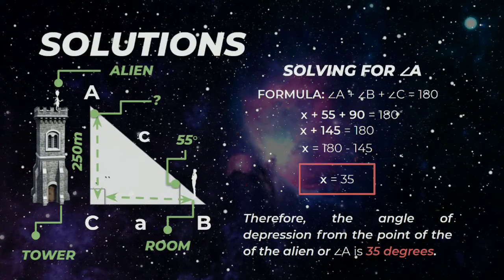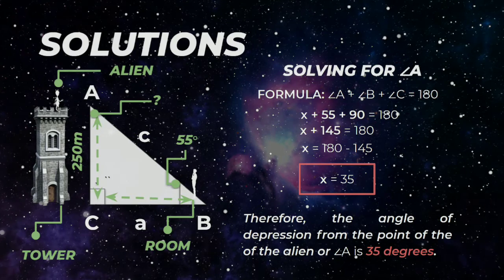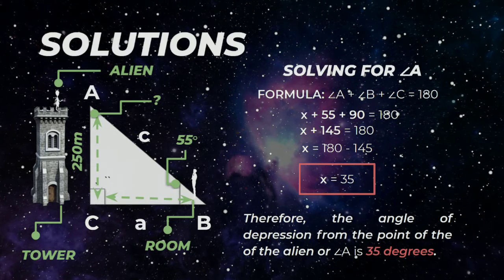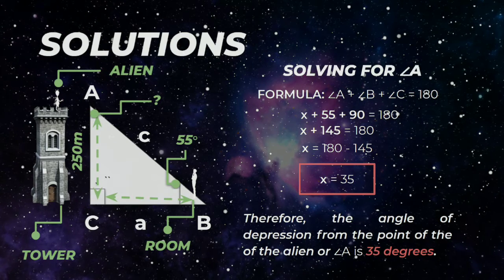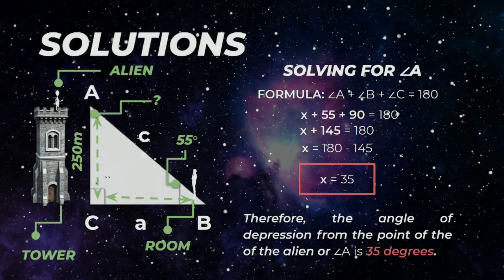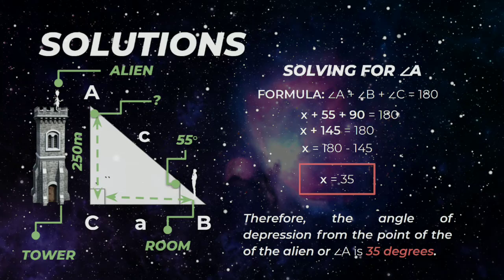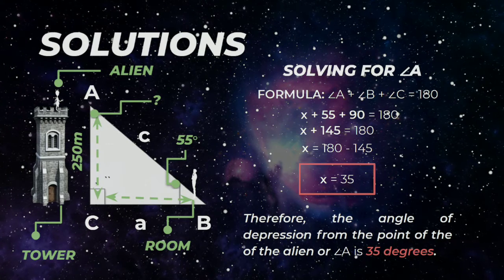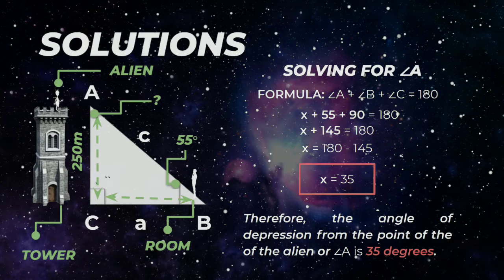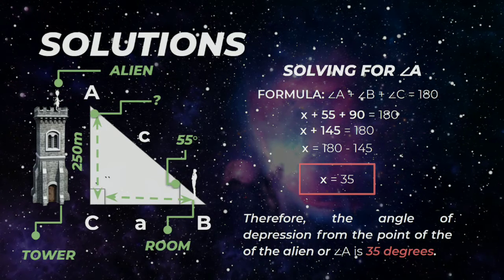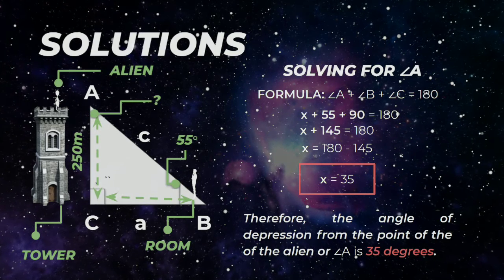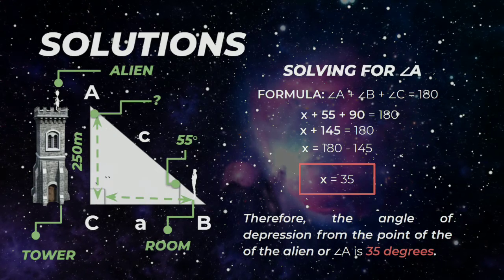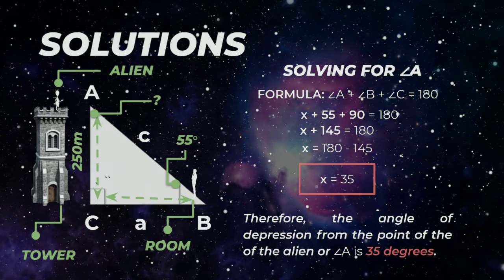Second, computing for the angle can be solved by equating the three angles to 180. Since we already have two given angles, 90 since it is a right triangle, and 55 from your room, we can put it as x plus 90 plus 55 is equal to 180. Add both 90 and 55, that would be 145, and then transpose to make it 180 minus 145. Therefore, the angle A or angle of depression from the point of view of the alien is 35 degrees.